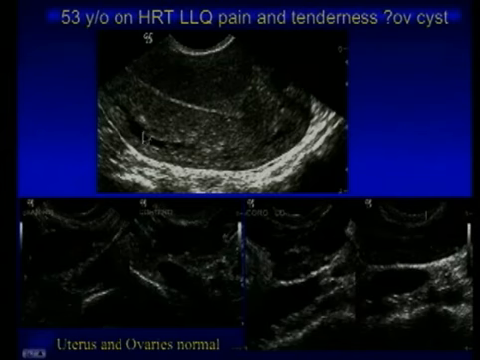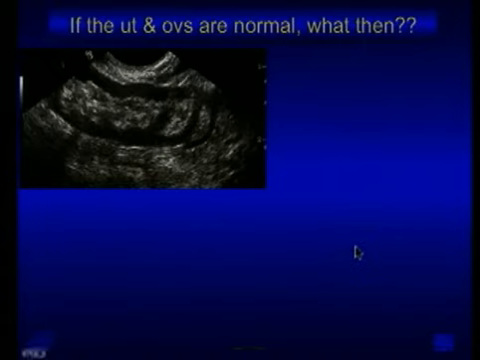So here you can see a patient, 53 years old, left lower quadrant pain. The uterus is normal. Both ovaries are normal. And do you stop there? Or do you go on and look for what is the cause of the pain? So if you look for the cause of the pain, and you can look in the bowel in the left lower quadrant, you can see thick-walled bowel.